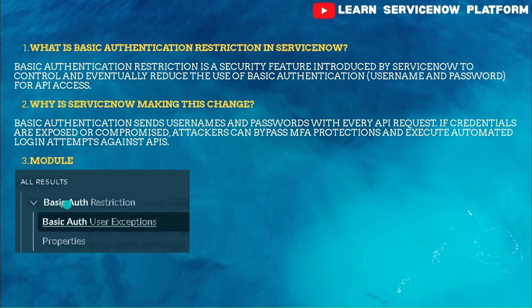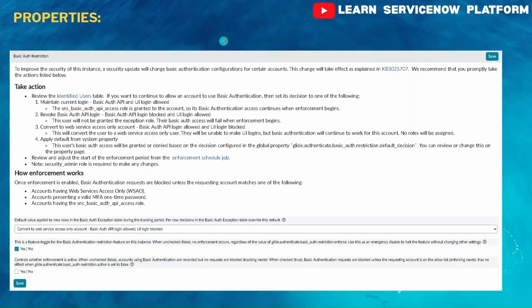Now you can see this module name, that is basic auth restriction. Under this we have two items: one is basic auth user exception and the second is properties. So first let's talk about the properties part. What does the property basically do? If you read each line, your point will be much clearer about these properties.